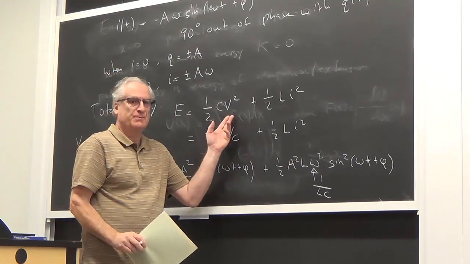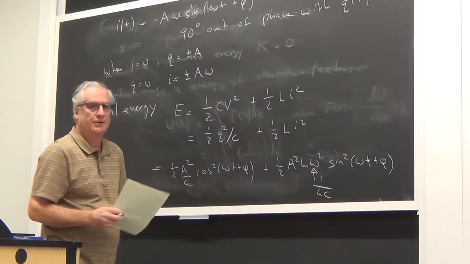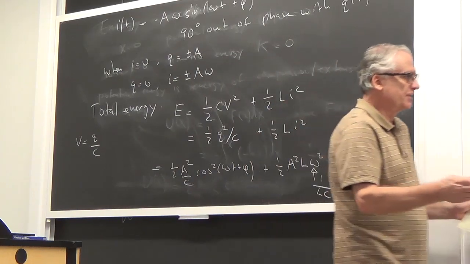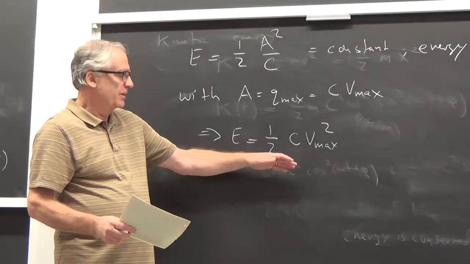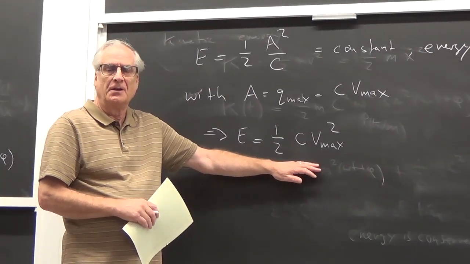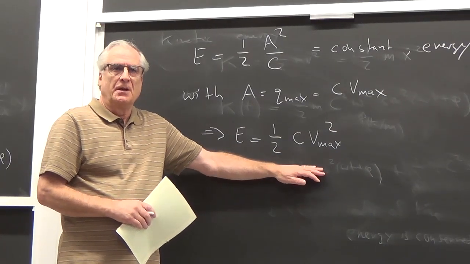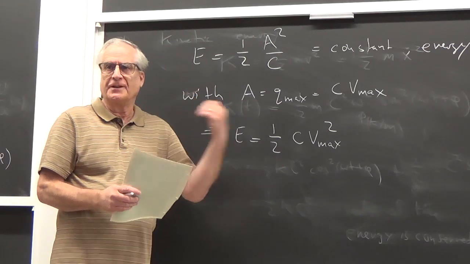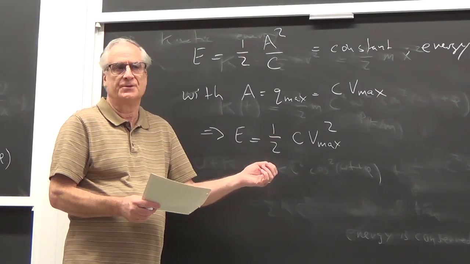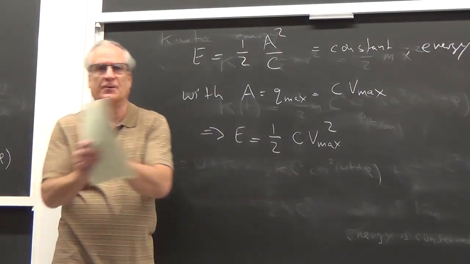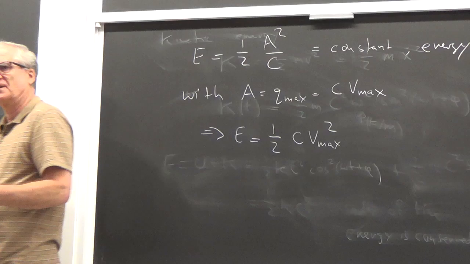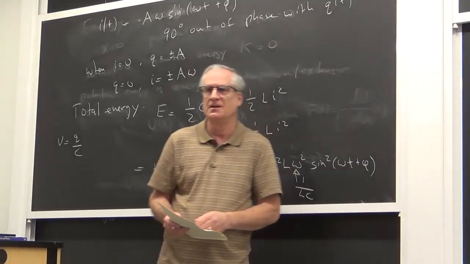Well, when the voltage is maximum, the current through the inductor is zero. What's happening is all the energy in the system is oscillating between being all in the electric field on the capacitor when V is max, and being all in the magnetic field on the inductor when V equals zero. So the electric energy and magnetic energy are sloshing back and forth. Just like in the spring, it's sloshing back and forth between potential energy and kinetic energy.